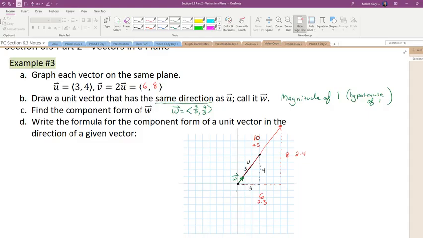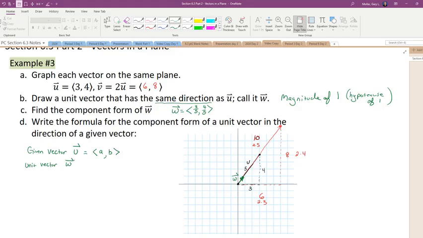Write the formula for the component form of a unit vector in the direction of a given vector. Okay, so what the heck is that talking about? So let's say we have a given vector. We've got u, v, we've got w. I'm just going to go back to u. Okay, so a different u than this one. So let's say we are given vector u, and we do not know how big it is. And now I want to do the unit vector, so we'll call that w. So in the same direction, but not the same length. We want it to be smaller.